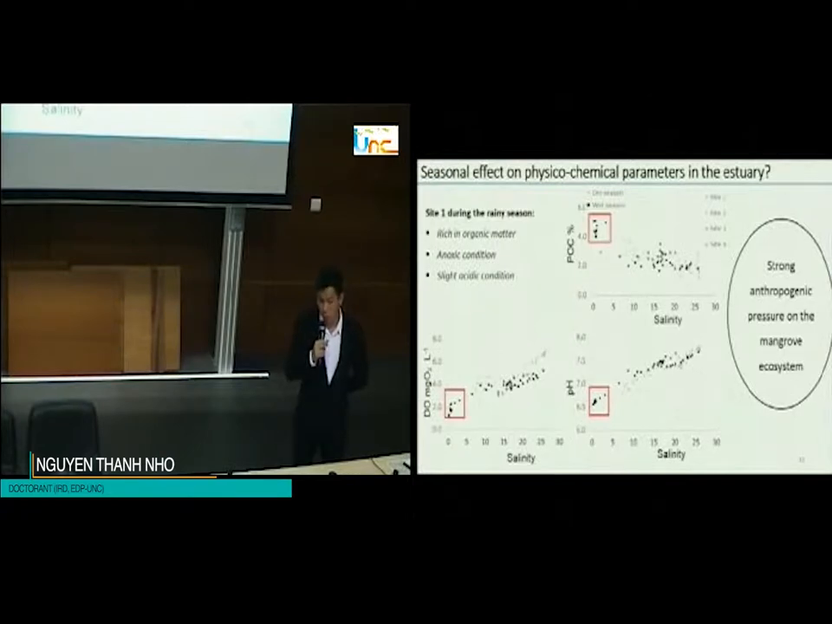In future work, we want to compare the behavior of the trace metal in the mangrove sediment in New Caledonia and in Vietnam, because we have different climates and different distribution of the mangrove plants, and we expect that there are some differences, and we can fill the gap in the global context in the future.